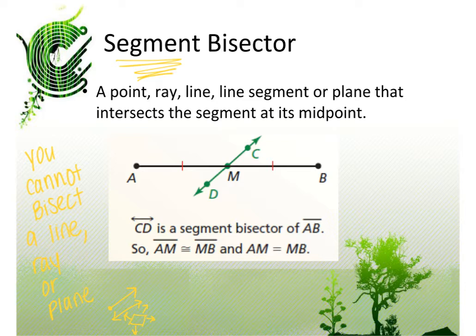All right, so let's look at the image that we have. So we have the line CD is a segment bisector of AB. So the distance between A and M is congruent with the distance between M and B. All right, so one thing that you should note is that M is the midpoint of AB. All right. So segment bisector is basically a fancy word for a line, ray, point, line segment, or plane that goes through the midpoint.